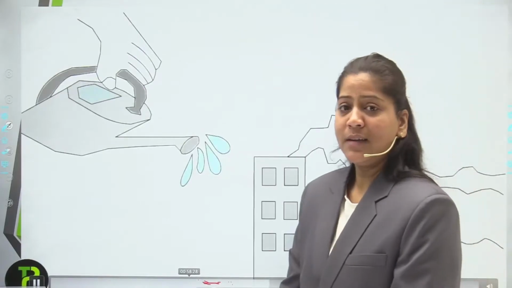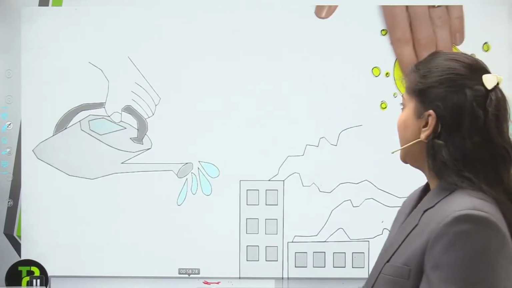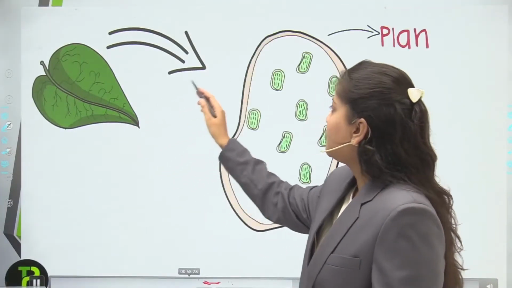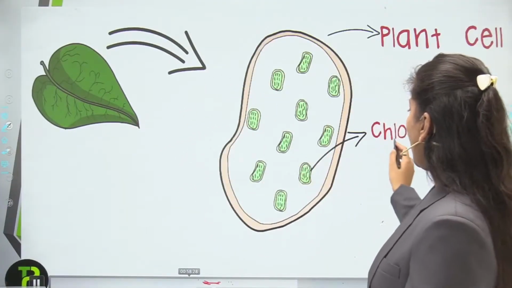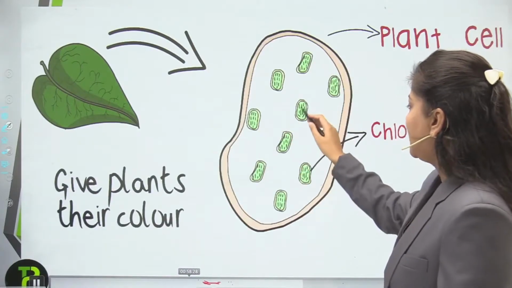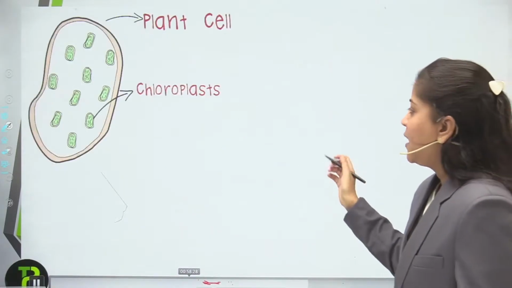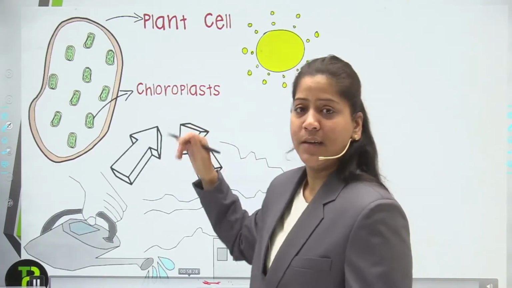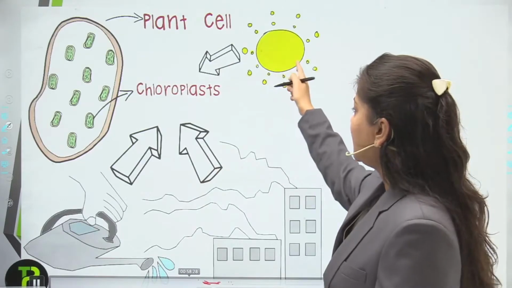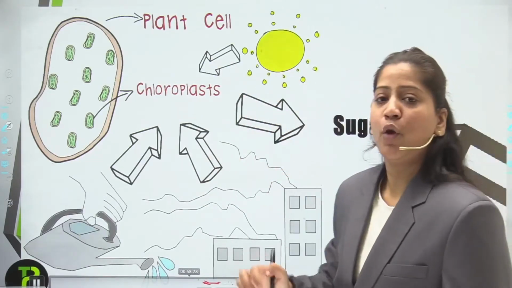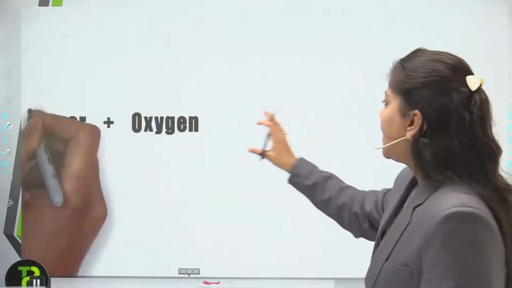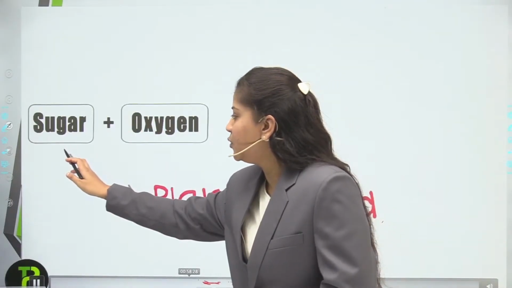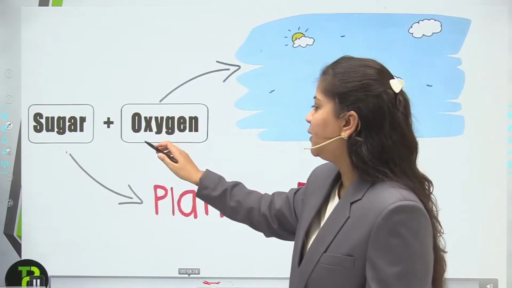The next thing the plant needs to make its food is sunlight. In plant cells, there are special structures known as chloroplasts. This is a plant cell. They have tiny structures called chloroplasts, which contain chlorophyll. Chloroplasts contain chlorophyll, which helps in the absorption of light from the sun. In turn, plants use all these components to make sugar, which is glucose, and oxygen.